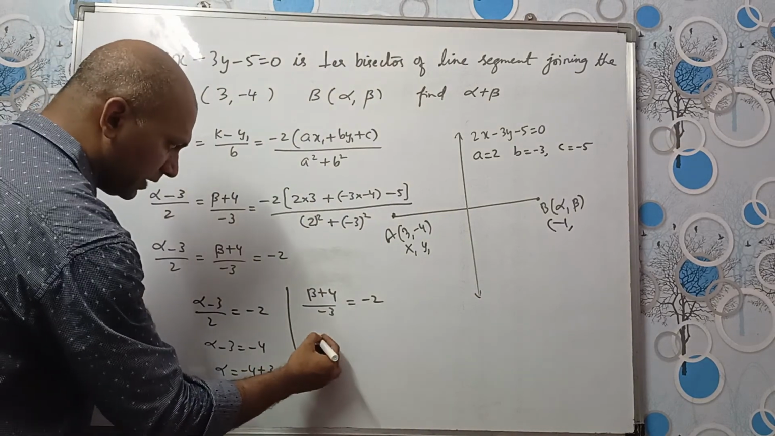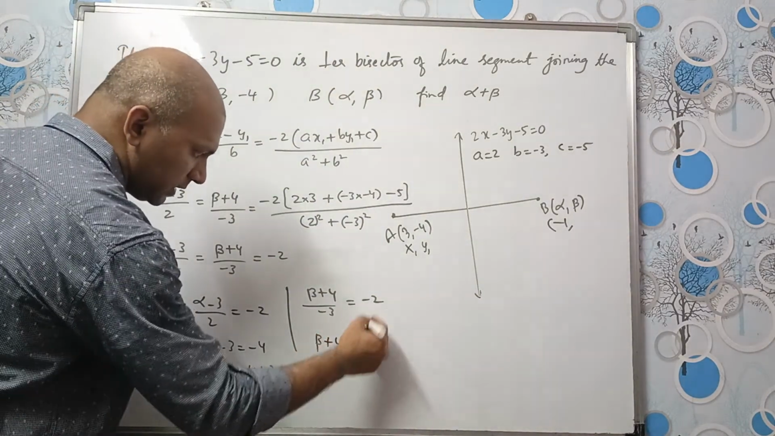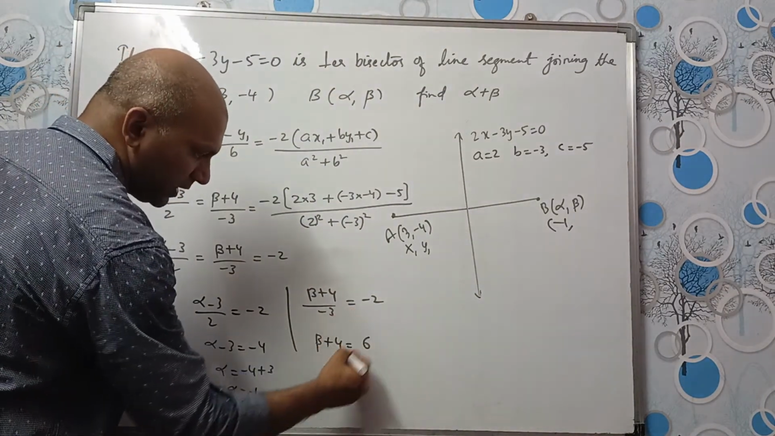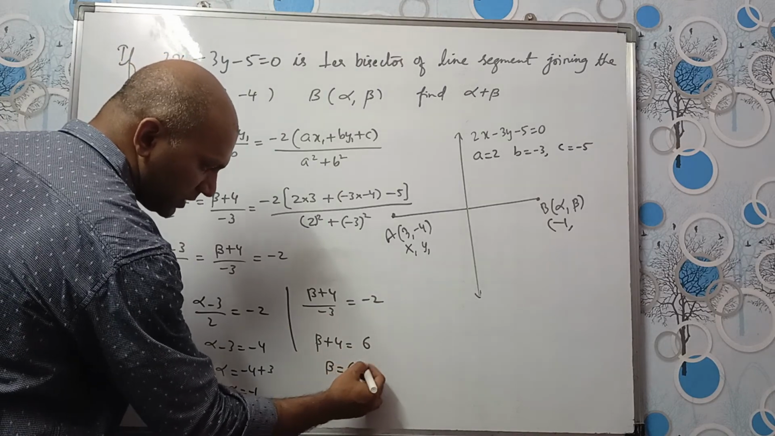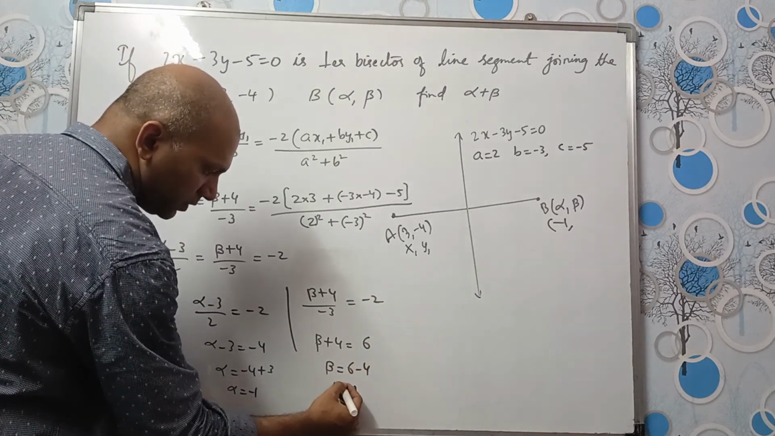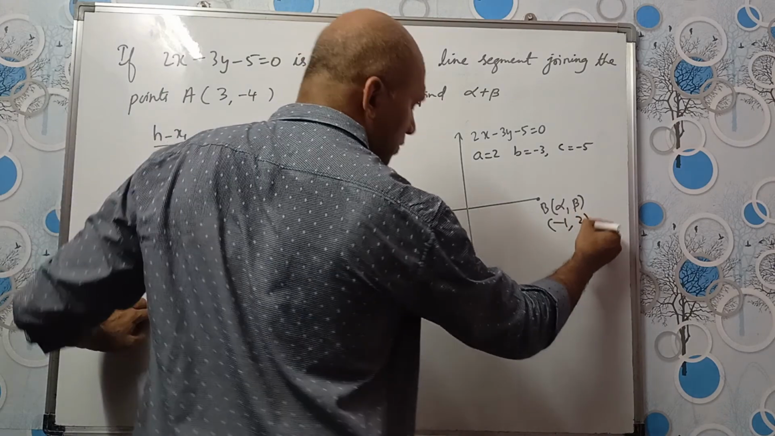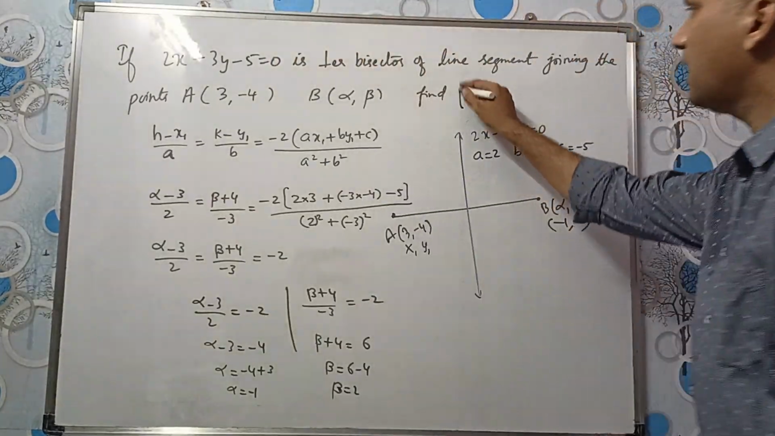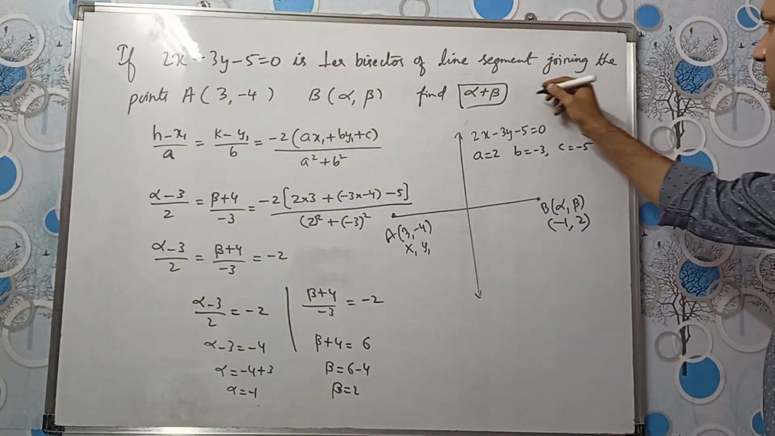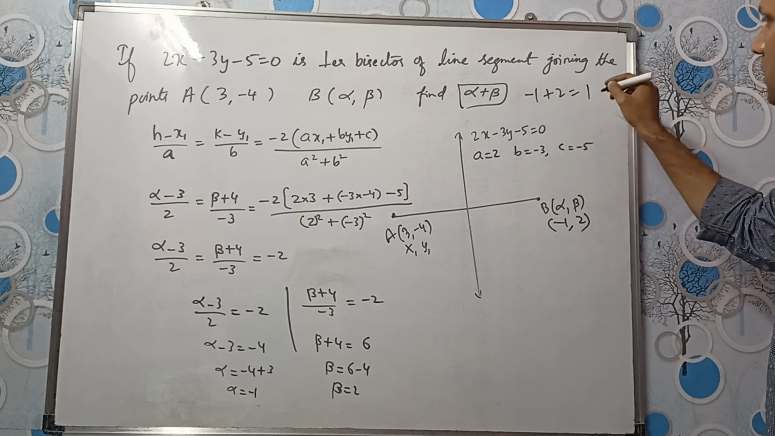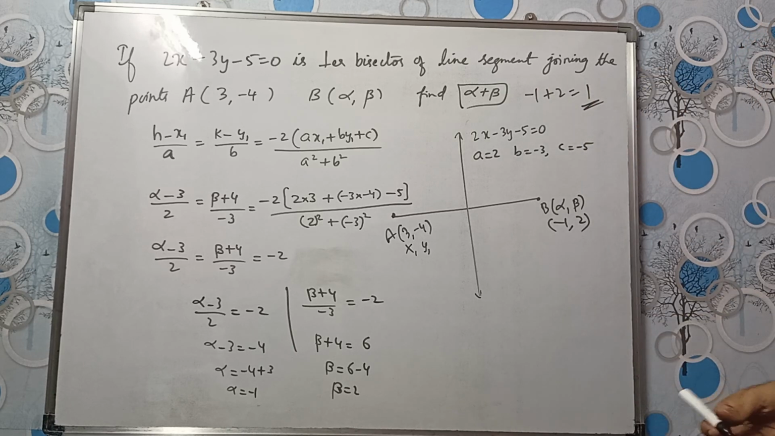Let us find the beta value. Beta plus 4, this will become plus 6. Minus 3 into minus 2 is plus 6. 6 minus 4, beta is equal to 2. We need to find alpha plus beta. So what is alpha plus beta? Minus 1 plus 2, plus 1 is the answer. Alright, I hope this is clear.